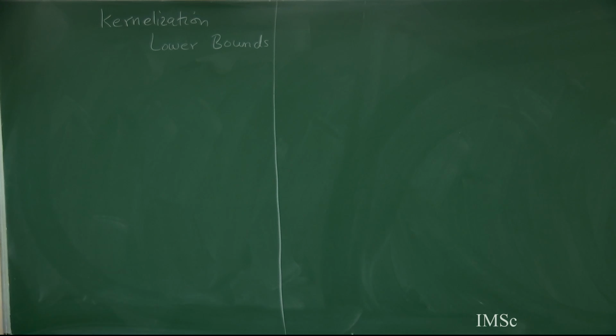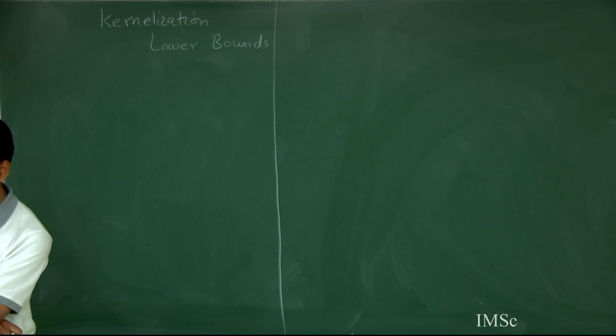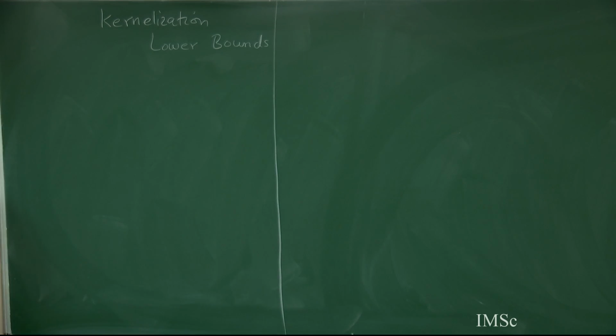Okay, so today I am going to be talking about kernelization lower bounds. Now in the last 10 years or so, there have been exciting developments in the area of parameterized complexity, using which you can show lower bounds for the sizes of the kernels you can get.